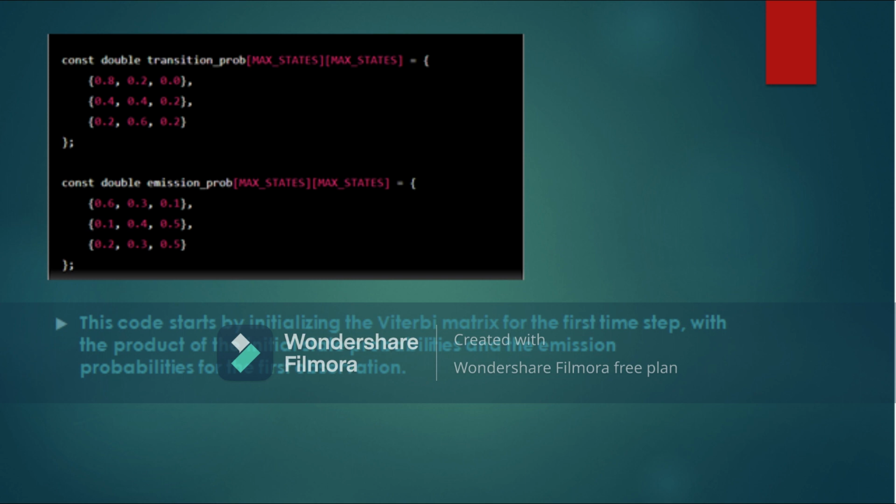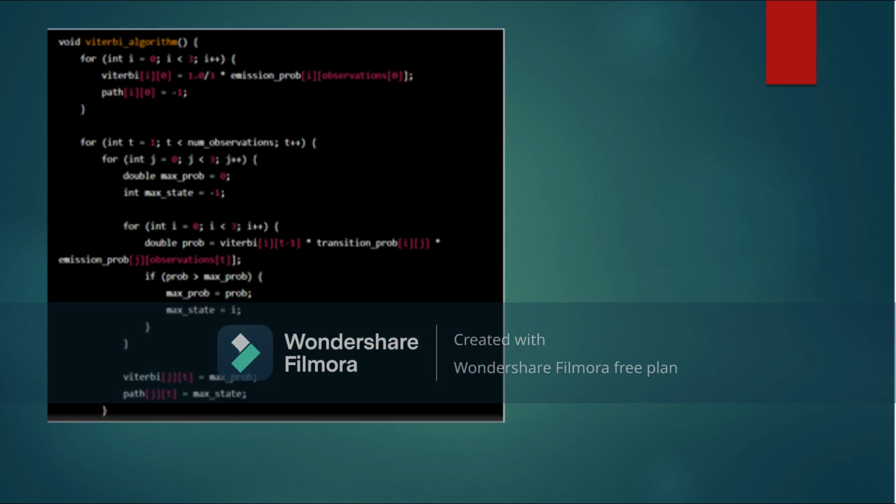What does this code do? The code uses the Viterbi algorithm to determine the most likely sequence of weather conditions, sunny, rainy, cloudy, given a fixed sequence of 5 observations. The algorithm starts by initializing the Viterbi and path matrix. The Viterbi matrix stores the maximum probabilities of being in a certain state at a certain time, while the path matrix stores the most likely previous state that led to the current state.